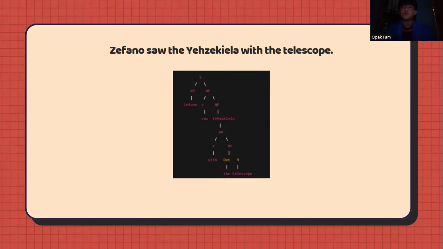Zephaniah saw Hezekiah with the telescope. This tree diagram shows the structure of the sentence, as it is divided into NP and VP. The noun phrase is Zephaniah. The verb phrase contains the verb saw, and the object is Hezekiah. And the prepositional phrase with a telescope is attached to the verb phrase. This means that Zephaniah used the telescope to see.